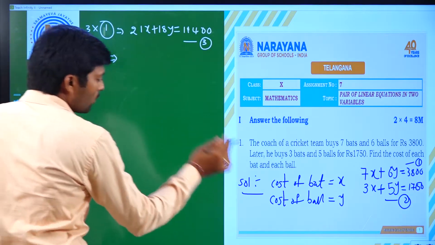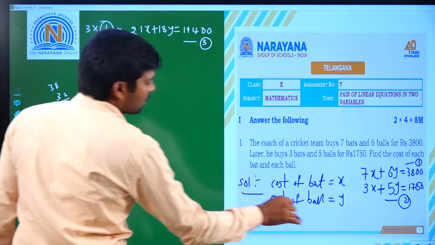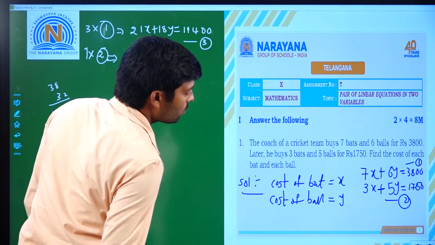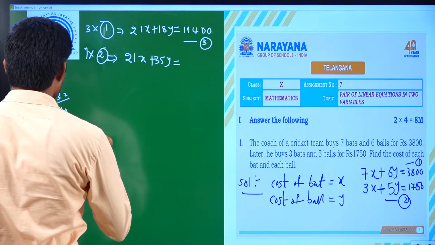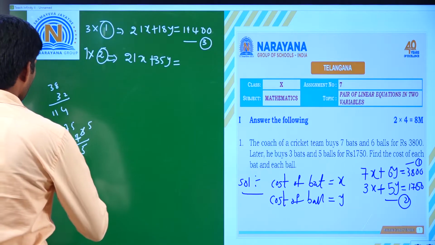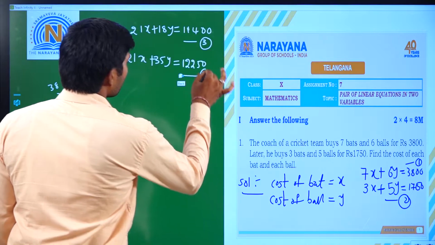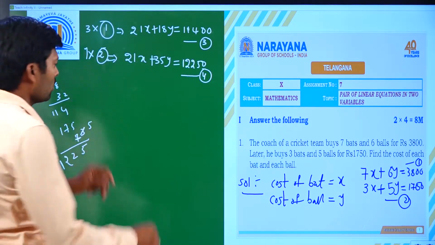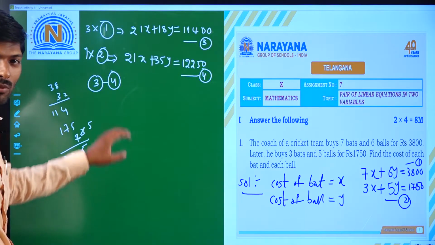What does it become? 7 3s are 21x plus, next, 7 5s are 35y is equal to 7 into 1750, that is 12,250. Let me take this as equation number 4. Now you have to eliminate one of the variables by subtracting equation number 3 and 4. Subtract equation number 4 from 3.